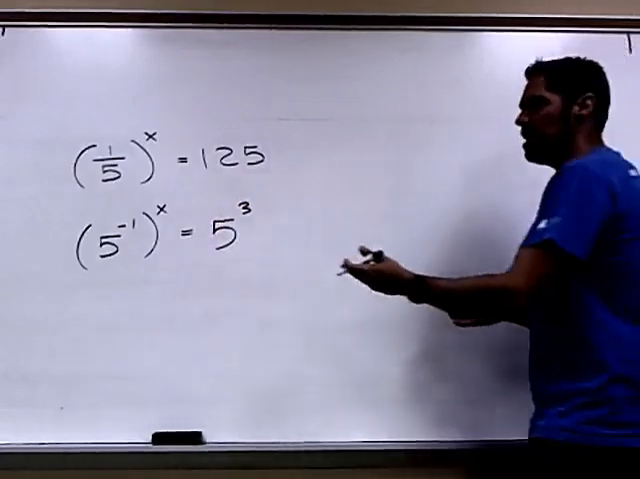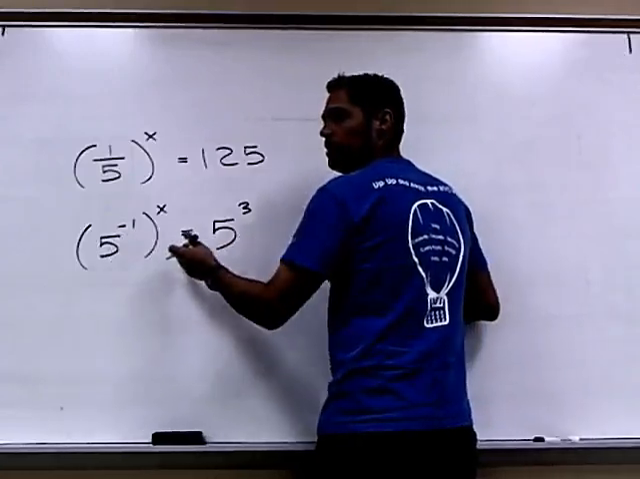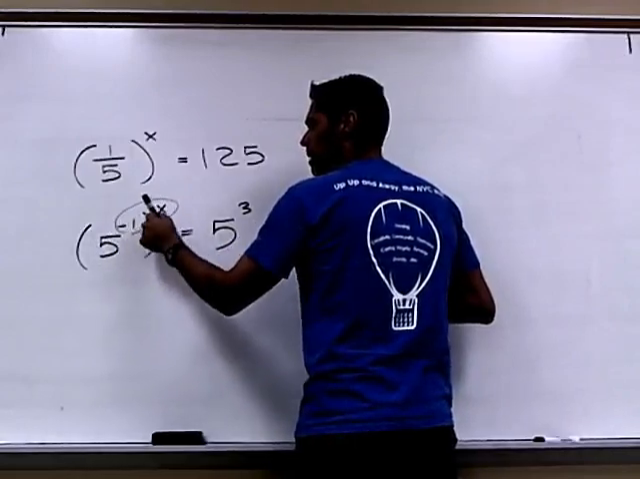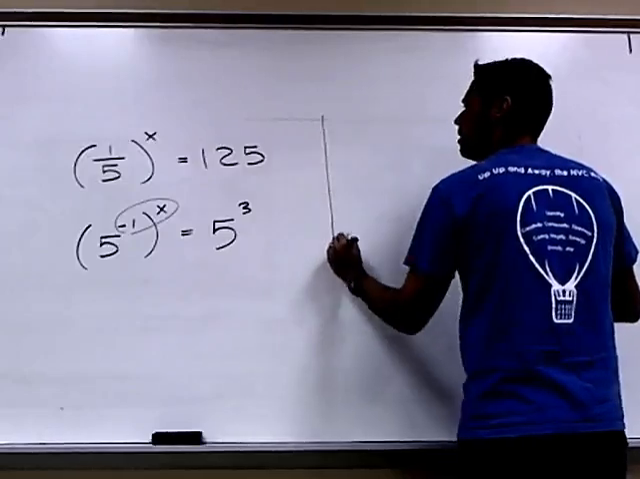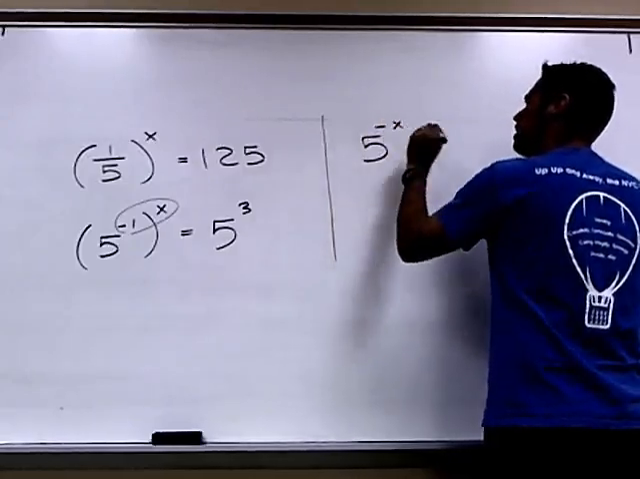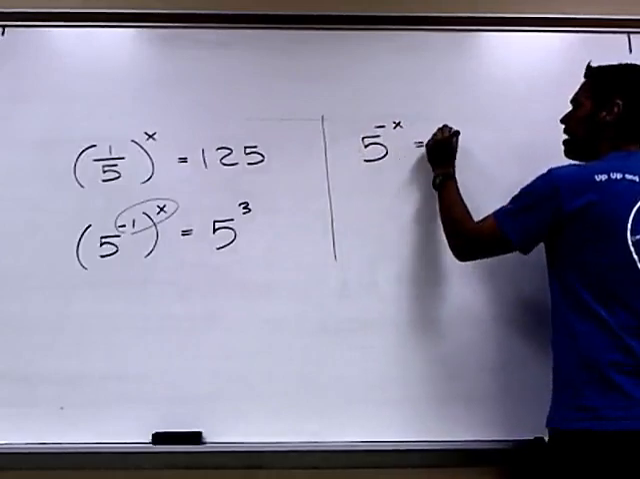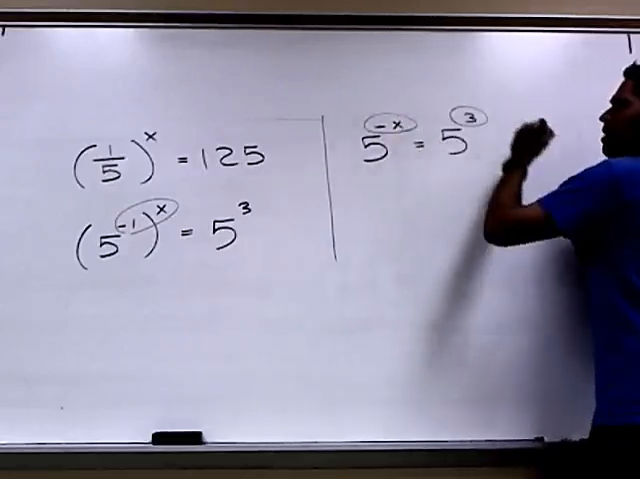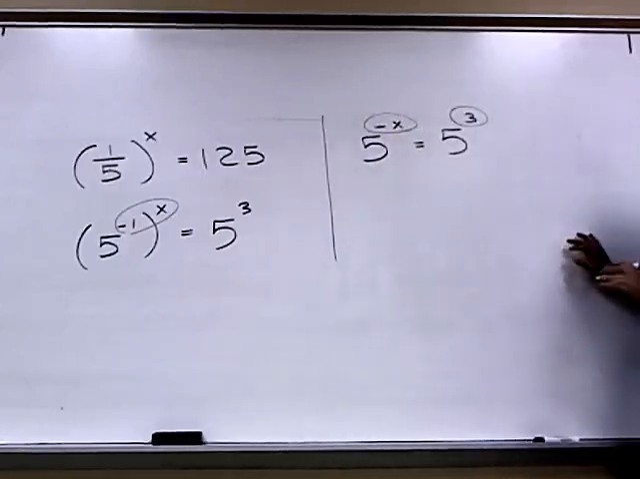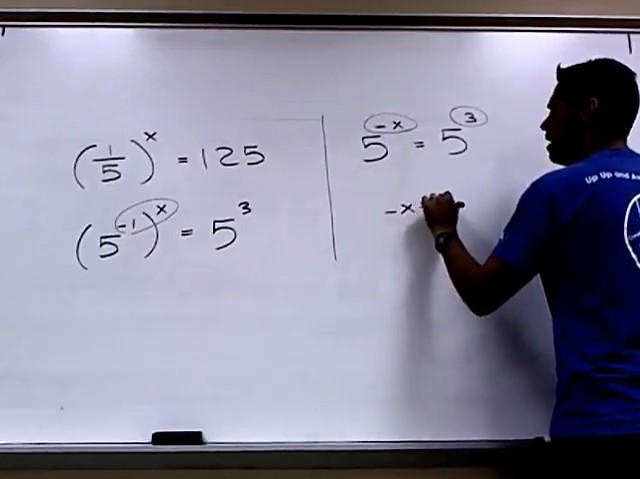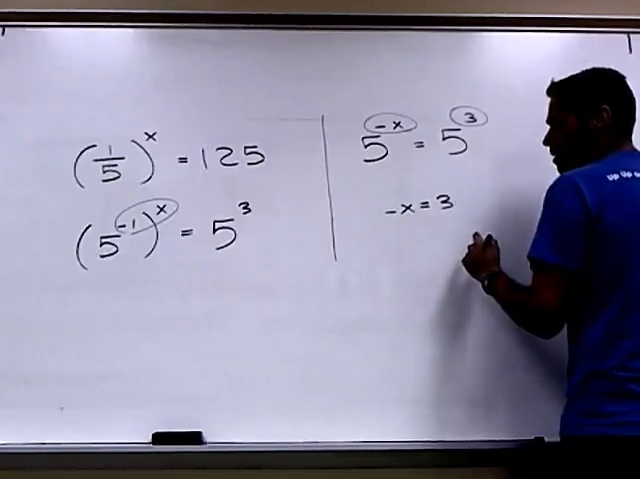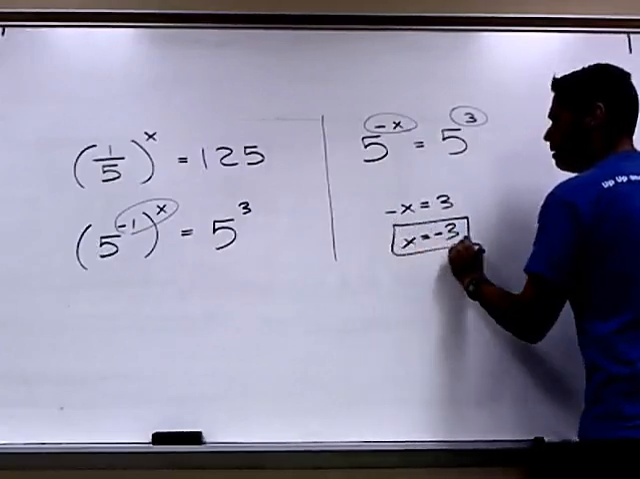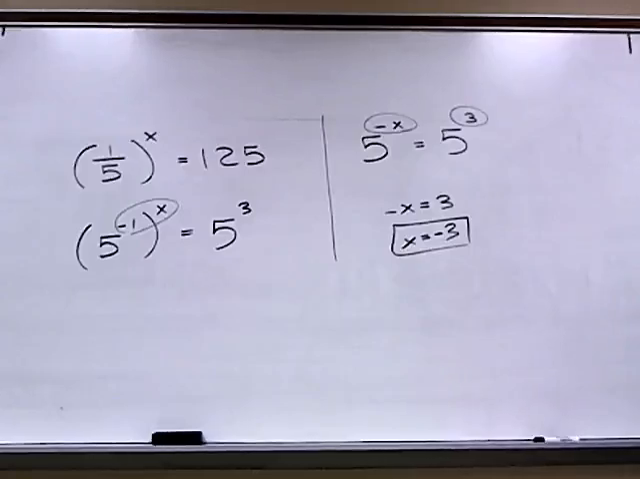So do we have the same base now? Yes. What is this going to be here? Something to a power to a power. What do I do to these powers? Multiply. So that's really 5 to the -x, which must equal the other side, 5 to the 3. Since they have the exact same base, this must equal this. So -x must equal 3. If I multiply both sides by -1 or divide by -1, I get x equals -3. Make sense?